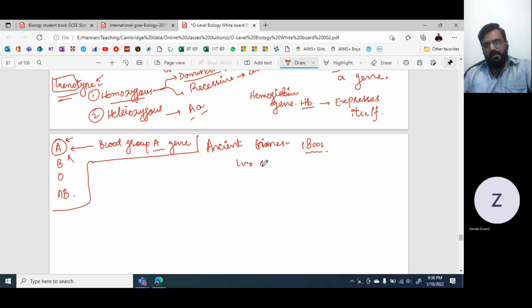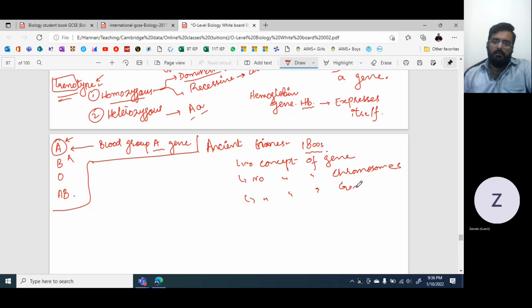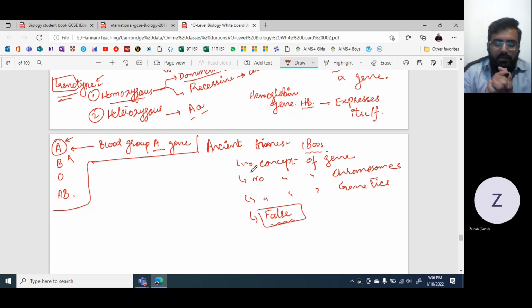No concept of gene, no concept of chromosomes, and no concept of genetics. If there were any concept, according to modern times, all those concepts were false. But we are right now in the 1800s, and there was a priest known as Gregor Mendel.